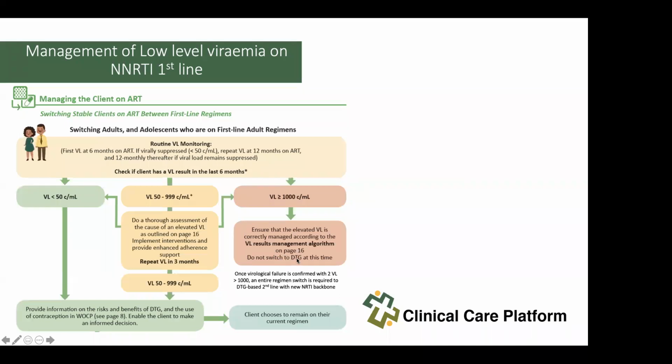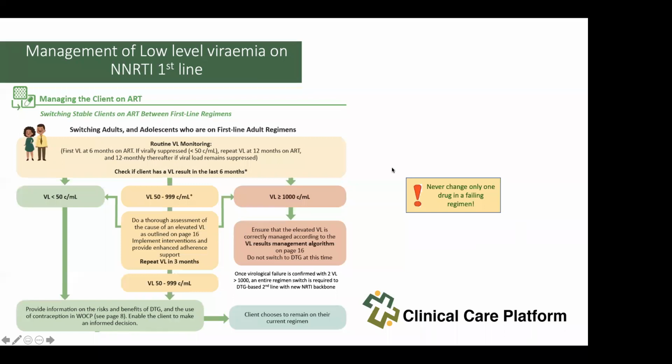If they are taking dolutegravir or lopinavir, we would need to wait for at least 2 years before we can consider switching. But you'll see that if the viral load is between 50 and 1,000, you have to still assess the patient, implement your interventions, and repeat the viral load in 3 months' time. And hopefully, when it comes back, it is suppressed. If it is still in this range, 50 to 1,000, we then need to decide what we want to do. And I'll show you the algorithm. We might even need to repeat the viral loads again.